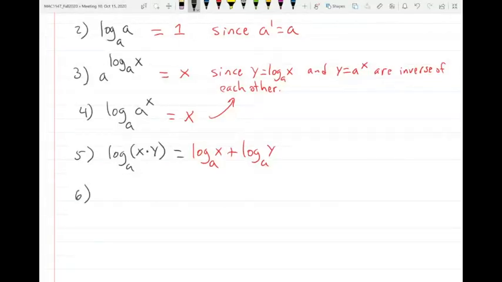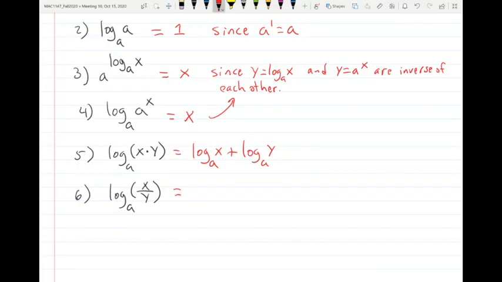It's slightly less trivial. Now, similarly, we have a property for a quotient. The log of a quotient, what is this? Once again, this follows from the property that says that when you divide exponentials with the same base, what do you do with the exponents? You subtract them, right? Well, the log of a quotient is the difference of the logs.